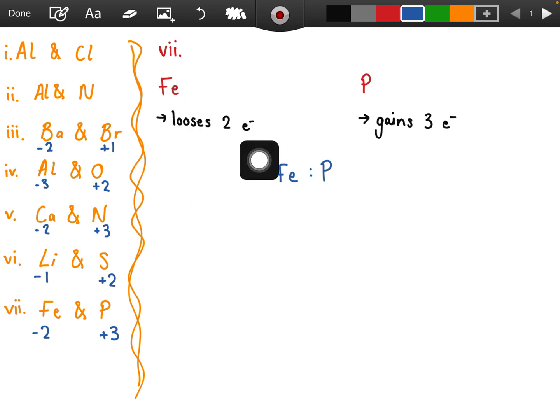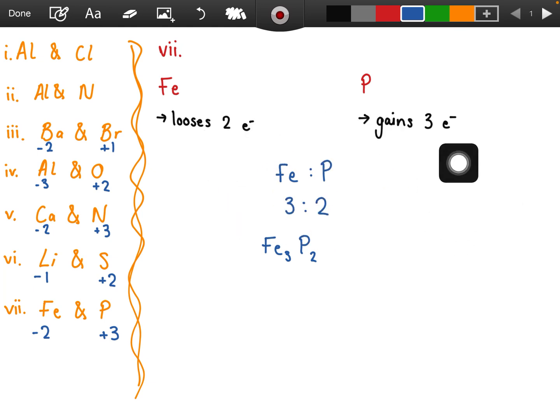But what if we had 3 iron atoms with 2 phosphorus atoms? If we joined them in the ratio 3 to 2, 6 electrons would be lost from the iron, and 6 electrons would be gained by the phosphorus. So that's how these ones come together. We're going to have 3 irons and 2 phosphoruses. When we write this formula, it's going to be Fe3P2.